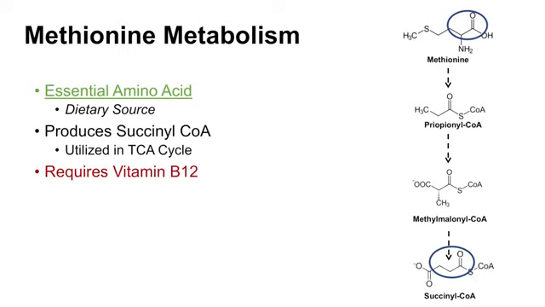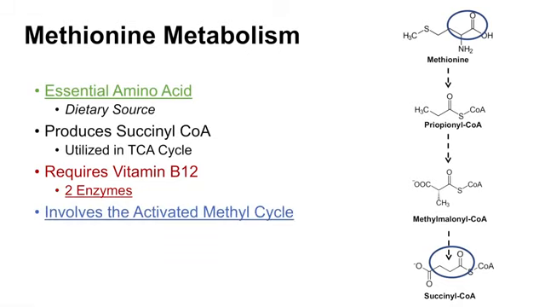Now, the methionine metabolism pathway is unique in that it requires vitamin B12, and there are actually two enzymes in the methionine pathway that require vitamin B12, and we'll talk about those in the next slide as well. And the methionine metabolism pathway involves the activated methyl cycle, and the activated methyl cycle has very important roles in many different processes, and we'll also discuss that in the next slide.